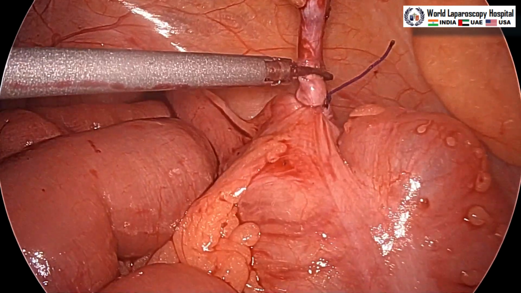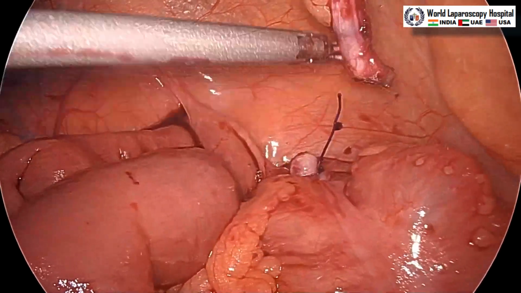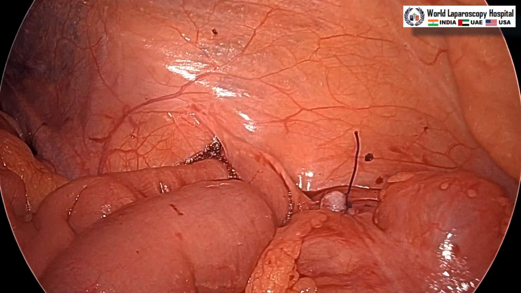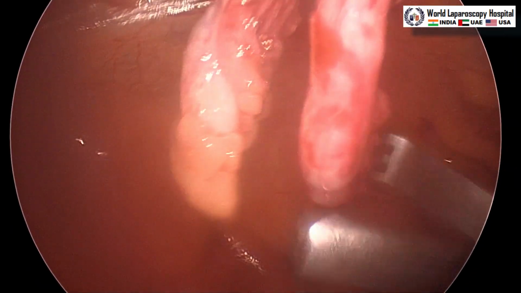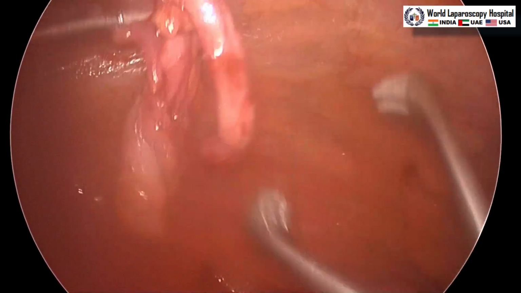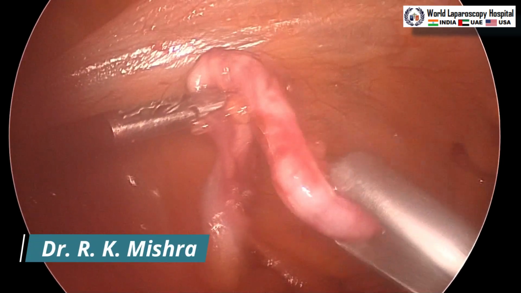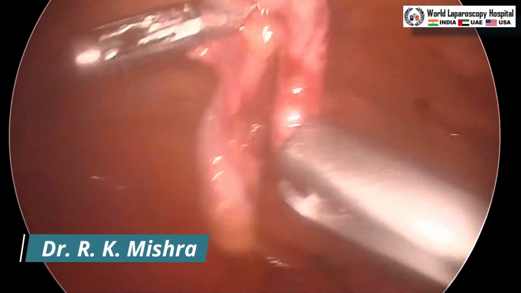After that, to remove the appendix, we will use the 10 mm port. So the telescope is changed to 5 mm, and this is the claw forceps from the 10 mm supraumbilical port, holding the appendix longitudinally and then taking it out through the supraumbilical port.